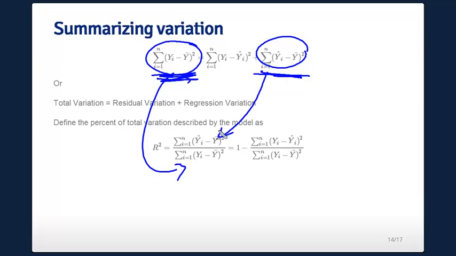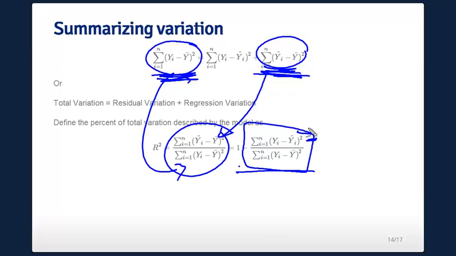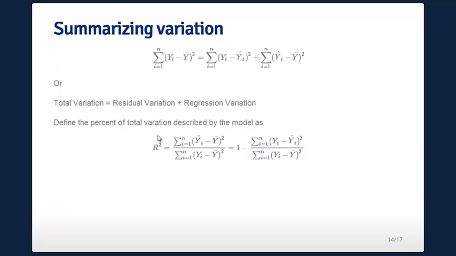So we can describe this number as the percent of the total variation explained by the model variation, not the residual variation. Or equivalently, we could describe it as 1 minus the percent of the total variation that's left over, right? This guy right here would be the percent of the total variation that's just expressed in the residual variation. And so the percent of the total variation that's explained by the model is described as R squared.